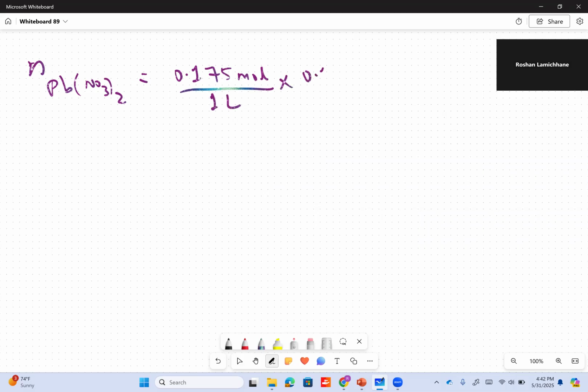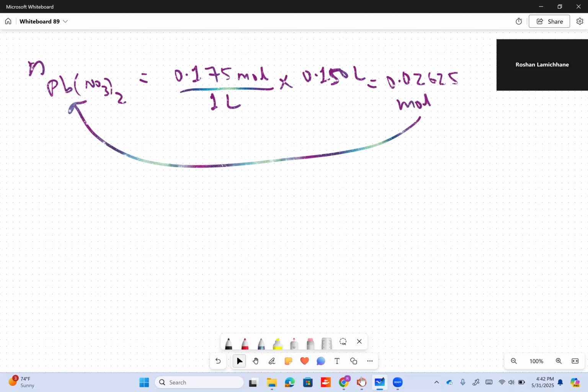Again, our first goal is to figure out the number of moles of lead(II) nitrate. The number of moles is molarity times volume in liters. The molarity of this solution is given as 0.175 moles over 1 liter, times the volume, given as 0.150 liters. Multiply these two numbers, and I end up with 0.02625 mole of lead(II) nitrate.